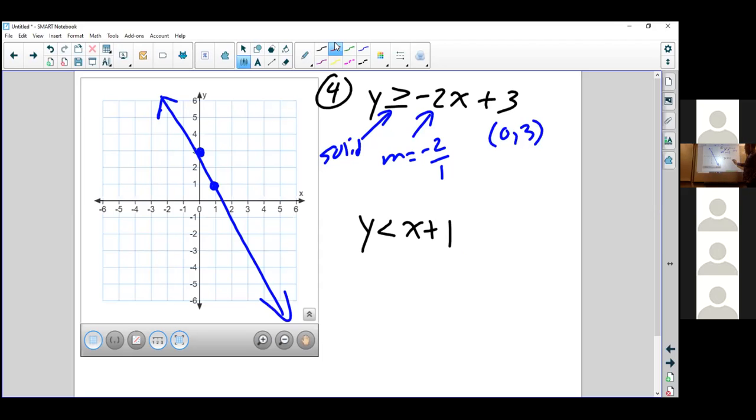This one's already set up. I get 0, 1 as my y-intercept. I get a slope of 1, which is 1 over 1. So I'm going to go up 1, right 1. This is dotted.